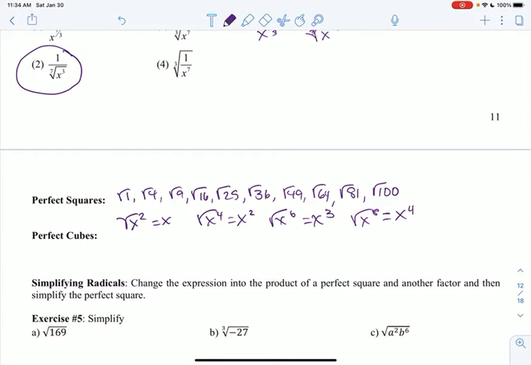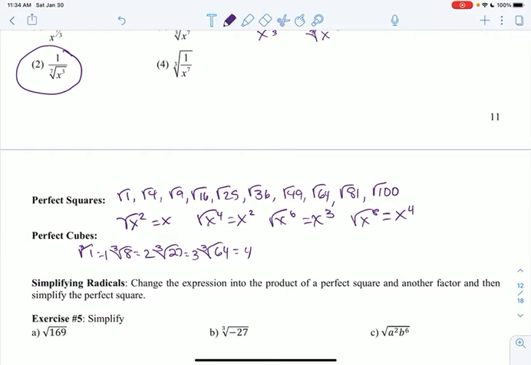And my perfect cubes, the cube root of 1 is 1 because 1 times 1 times 1 is 1. And the cubed root of 8 is 2. The cubed root of 27 is 3 because 3 times 3 times 3 is 27. The cubed root of 64 is 4. So you should also be familiar with our perfect cubes. Notice I call them perfect squares and perfect cubes because the answer is actually an integer. You're not going to get a decimal. It's not an irrational number.